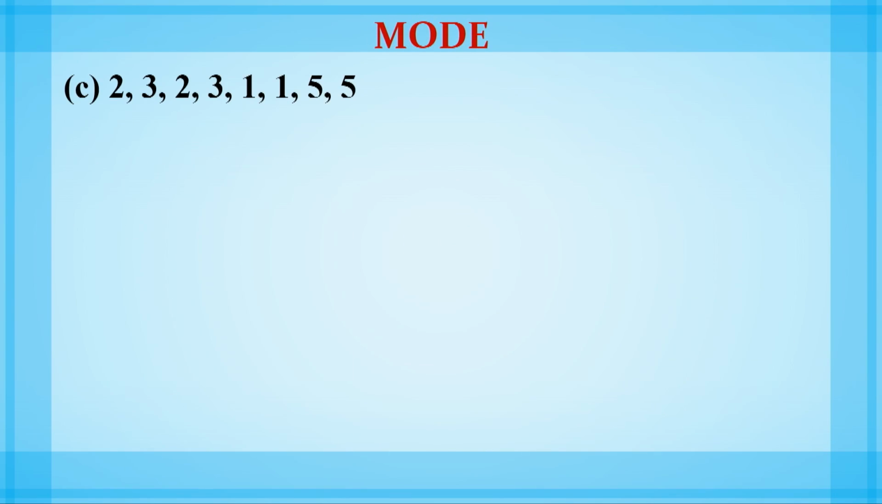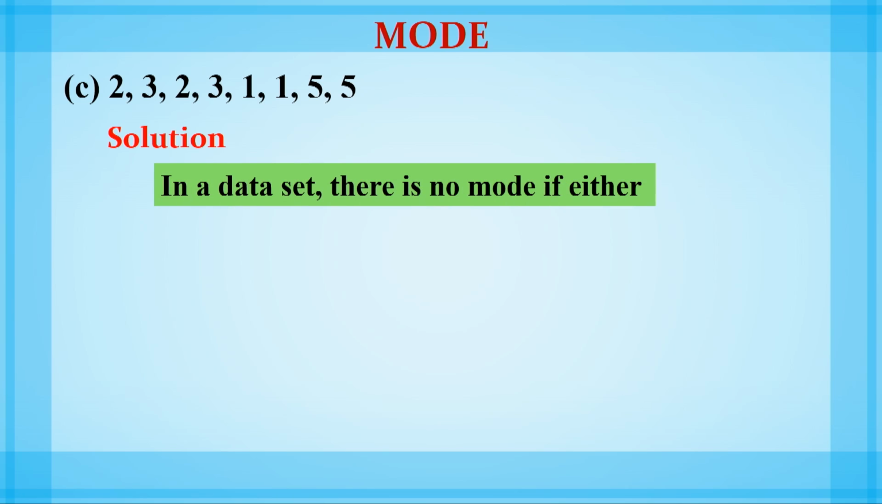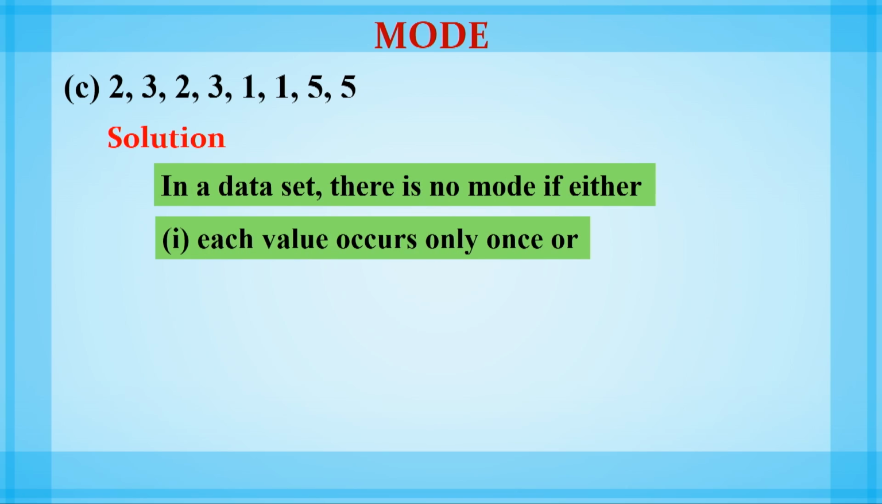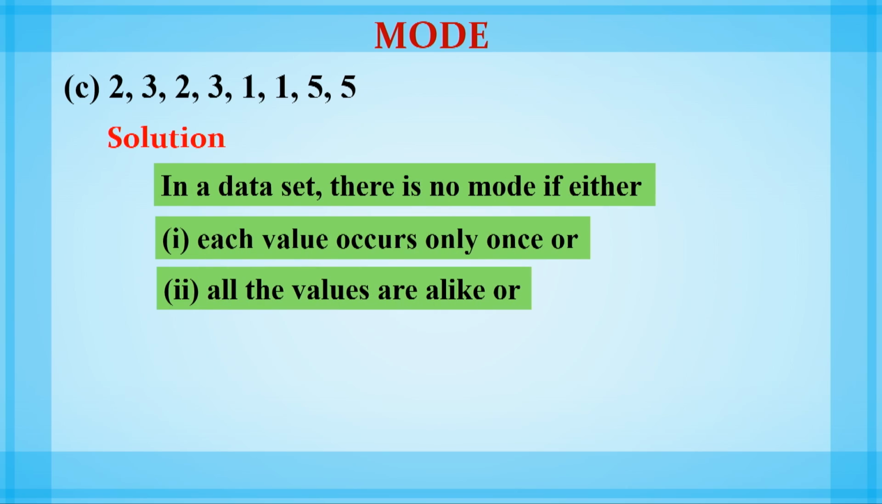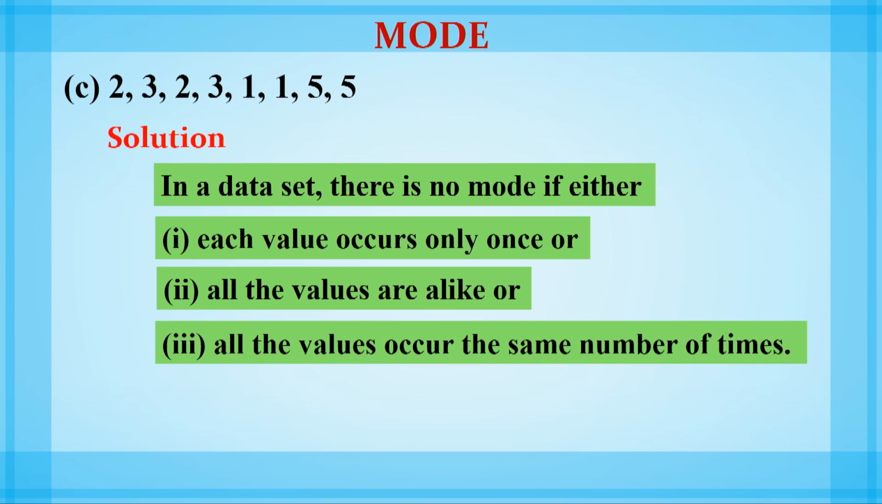In part C, observe here, all the values occur the same number of times. Once again, note, in a data set, there is no mode if either each value occurs only once, or all the values are alike, or all the values occur the same number of times, same as for this set. Therefore, there is no mode.